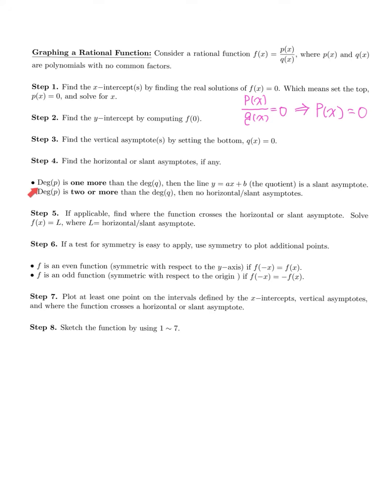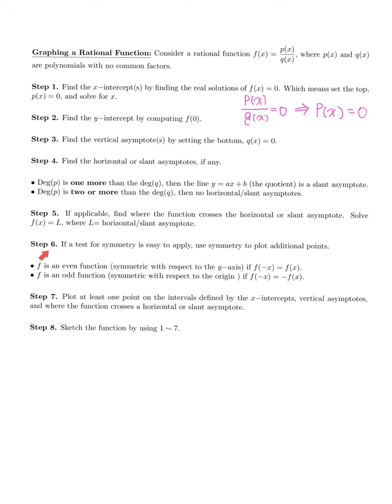So here I just made ourselves a note. If the degree of p is 1 more than the degree of q, then the line y equals ax plus b, which is a quotient, is the slant asymptote. Now, if the degree on the top is 2 or more bigger than the degree on the bottom, then there is no horizontal nor slant asymptote. And step 5, if applicable, find where the function crosses the horizontal or slant asymptote. Solve f of x equals L, where L is the horizontal or the slant asymptote.